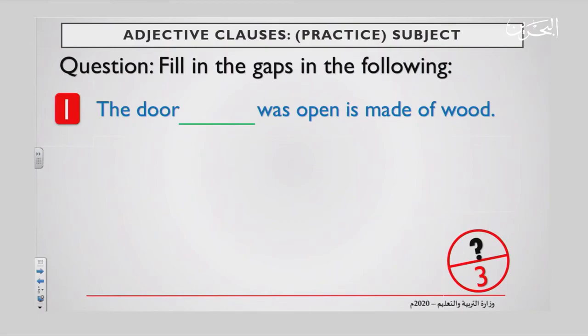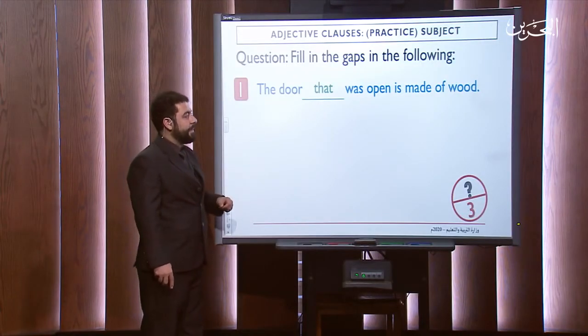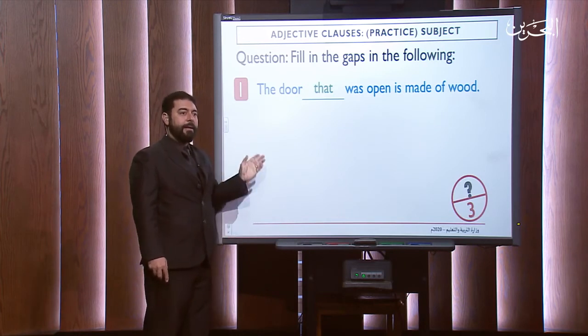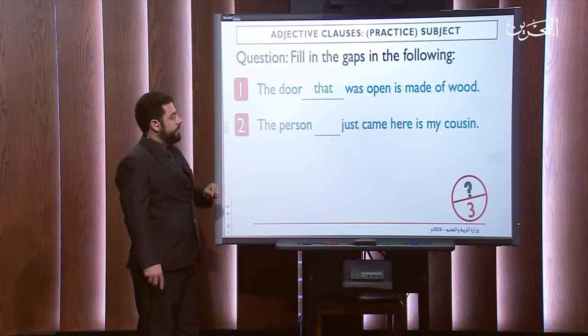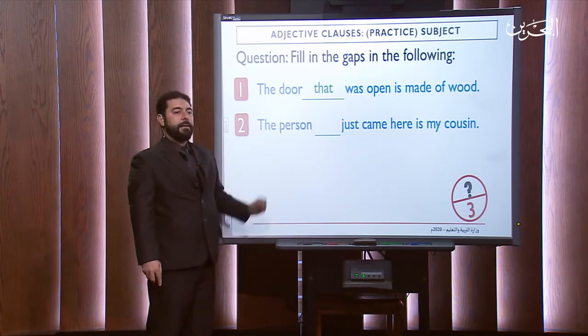All right, let's check the answer. That. The book that was open is made of wood. Okay, let's have a quick question. The person, gap, just came here is my cousin. Use a relative pronoun.